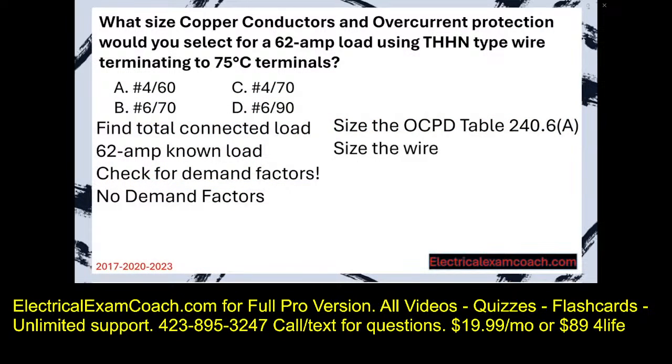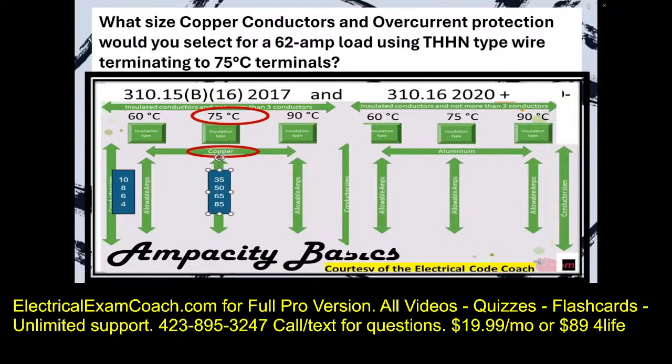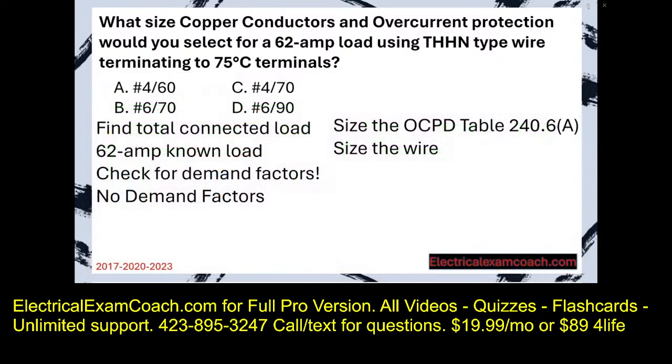Now we can size our wire. For that, we're going to head to our primary ampacity table. We're going to be sure to start on the copper side because it's asking for copper. We're in the 75 degree C column. We slide down and find a wire that can cover the known load, and we find out that we're going to have a 6-gauge wire on a 70 amp breaker.